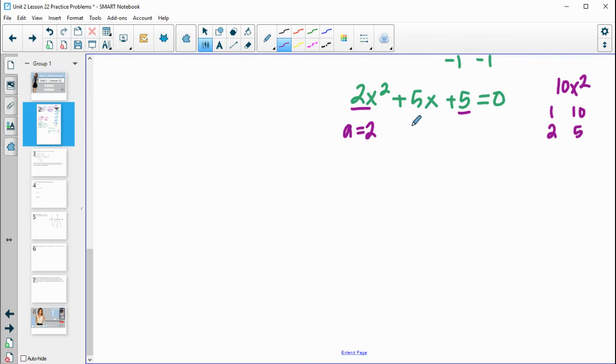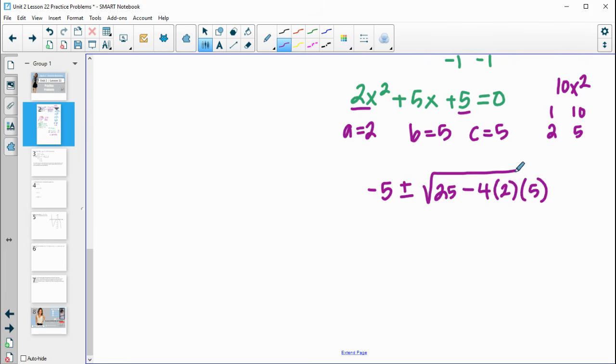So our A value is 2, our B value is 5, and our C value is 5. So we're going to do the opposite of B, which is negative 5, plus or minus the square root of B squared, so 5 squared, minus 4 times 2 times 5. And then this will be all over 2 times 2.